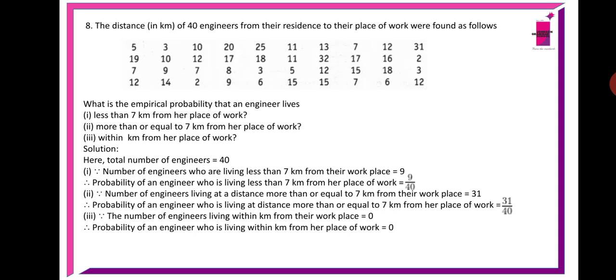Therefore, since the number of engineers living less than 7 kilometers from their workplace equals 9, the probability of an engineer living less than 7 kilometers from the place of work equals 9 by 40. Similarly, the probability of an engineer living at a distance more than or equal to 7 kilometers from the workplace is 31 by 40, where 31 is the favorable outcome. The number of engineers living within 1 kilometer from their workplace is 0 because no one is living within a kilometer. So the probability of an engineer living within 1 kilometer of the place of work equals 0.